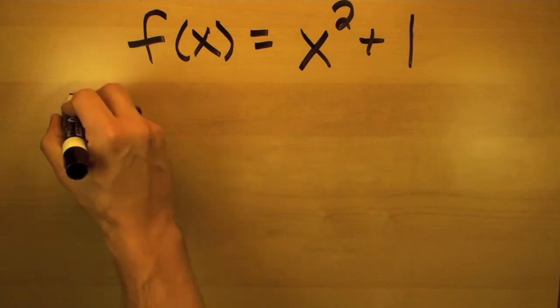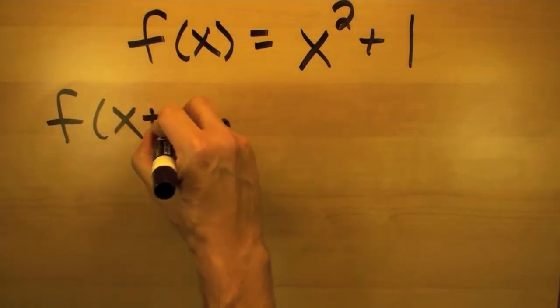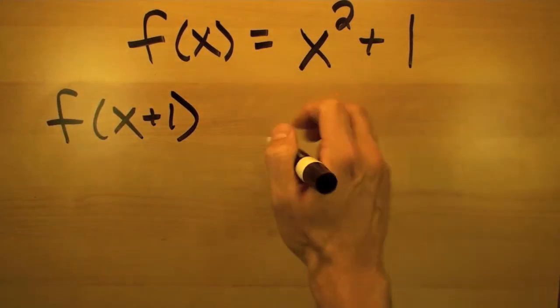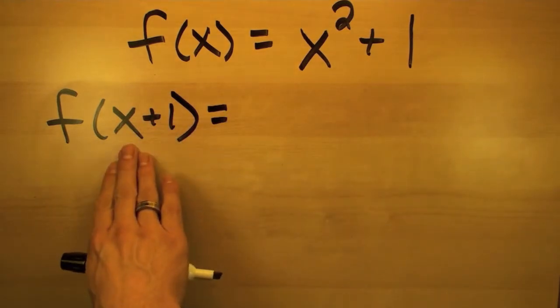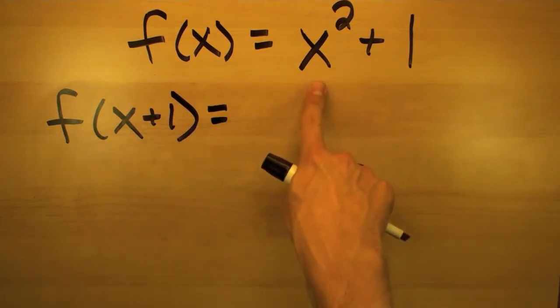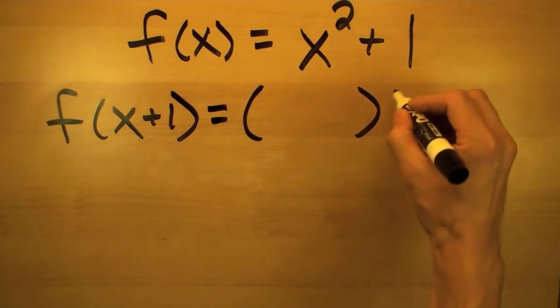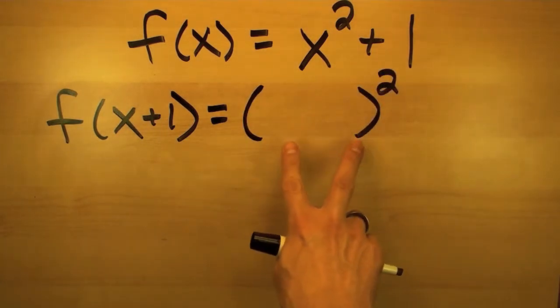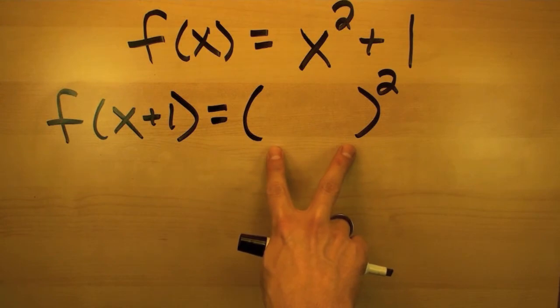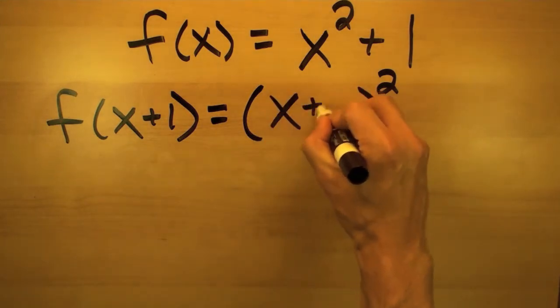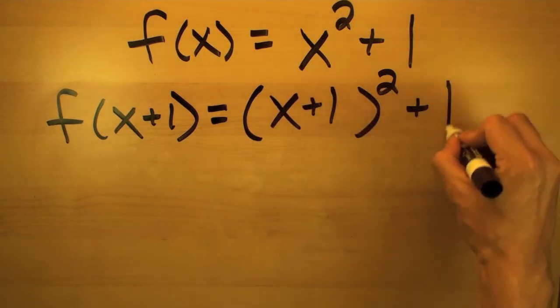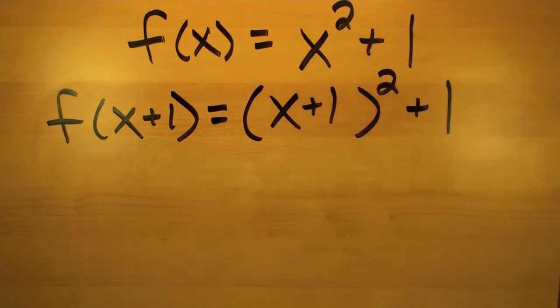If we want to know what f of x plus 1 would be for this function, we have to remember that we're substituting in x plus 1 for x, and in this case we're squaring that. So we're going to square whatever's being substituted in for x, which is x plus 1, and then we have our plus 1 from the end of the expression.